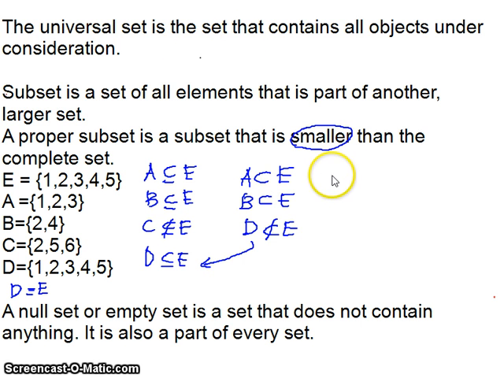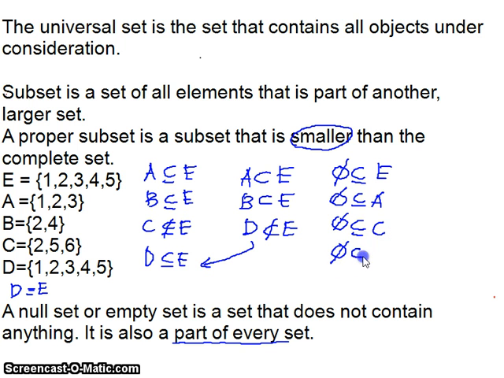So what about the null set or empty set? It says here that a null set is a part of every set. So it can be a subset of those sets. So you can say that empty set is a subset of E, empty set is a subset of A, empty set is a subset of C, empty set is also a subset of D. And I forgot the B. Empty set is also a subset of B.